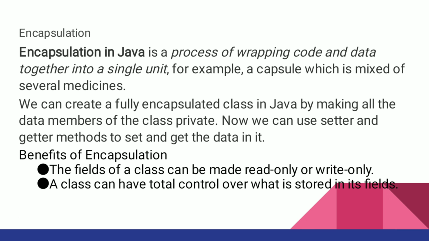Next and last is encapsulation. Encapsulation in Java is a process of wrapping code and data together in a single unit. For example, a capsule which is a mixture of several medicines. We can create a fully encapsulated class in Java by making all the data members of the class private. Now we can use the setter and getter methods to set and get the data in it.